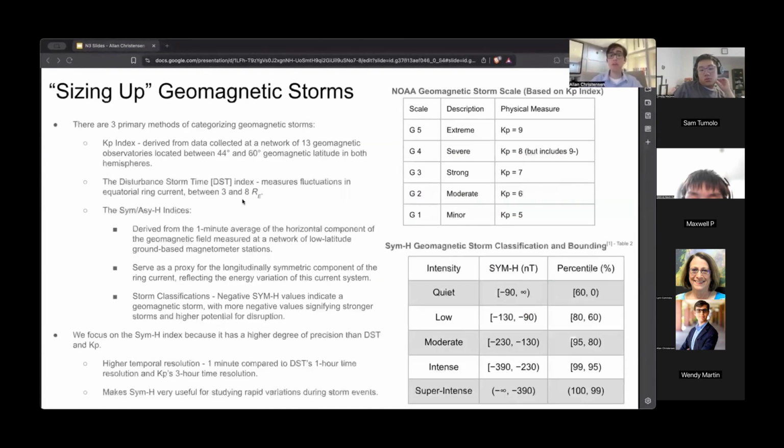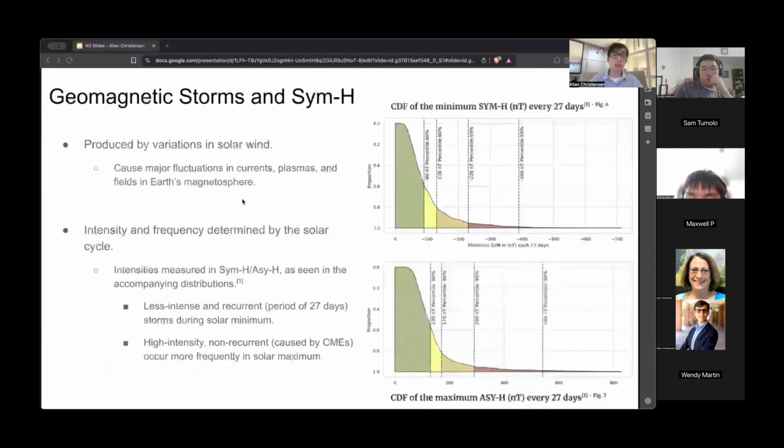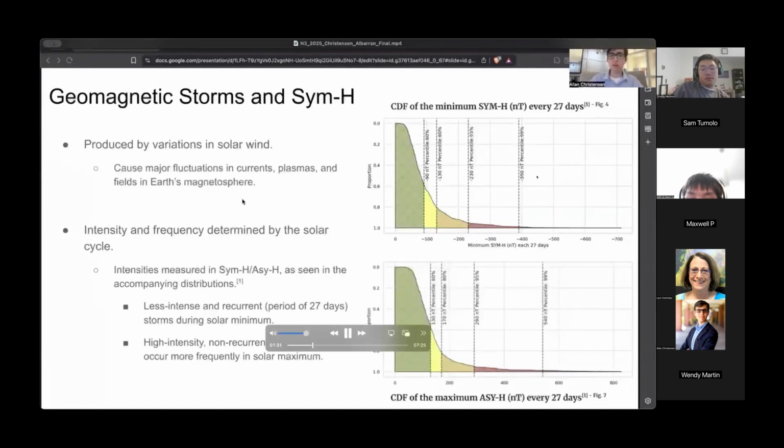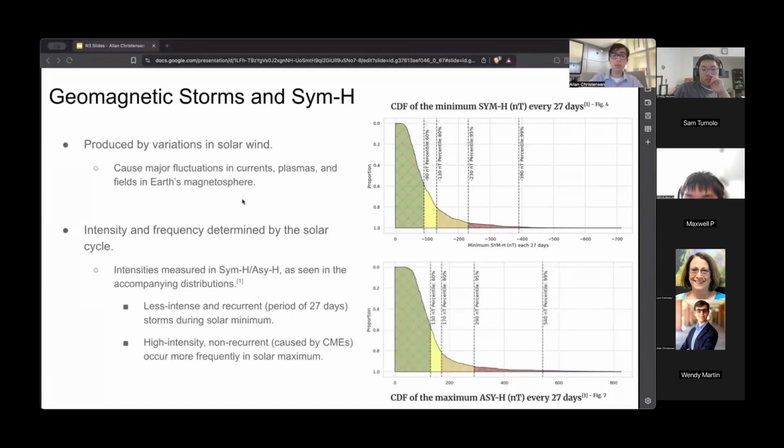There are three main indices for measuring storm intensity: Kp, DST, and SYM-H/ASY-H. We use the SYM-H index because of its 1-minute temporal resolution compared to the 1 to 3 hours of DST and Kp. This provides a higher degree of precision. Geomagnetic storms occur when solar winds at high levels caused by solar flares or coronal mass ejections interact with the magnetosphere, leading to disturbances in the ionosphere. These are probability distributions of geomagnetic storm intensities using both SYM-H on the top and ASY-H on the bottom in nanotesla as measures of storm intensity.